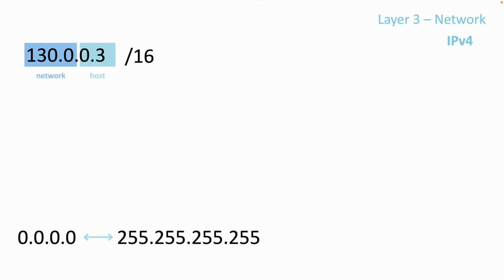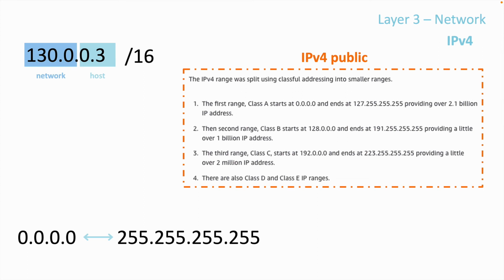And this is a large range of addresses, but we're running out of IP addresses because these days people have laptops, mobile phones, tablets, they have refrigerators. So this range of IP addresses was split into classful addressing into smaller ranges. So the first range is a Class A, and it gives us over 2.1 billion IP addresses. The Class B gives us a little over 1 billion IP addresses. Class C's give us a little over 2 million IP addresses, and we also have classes D and E with IP address ranges too, but AWS doesn't really use those. Most people don't really use those.